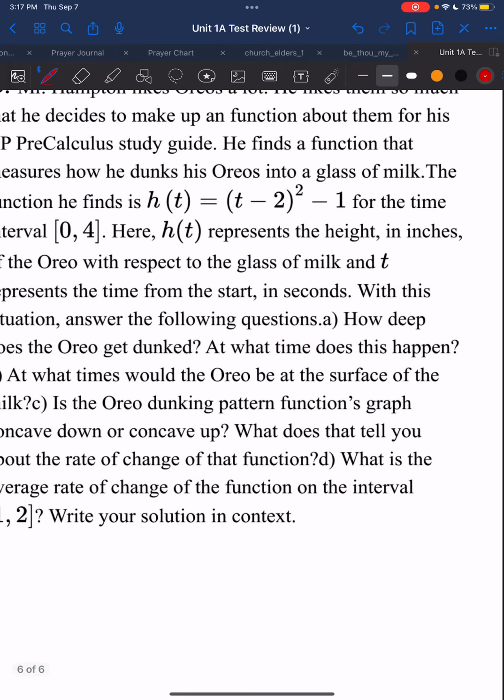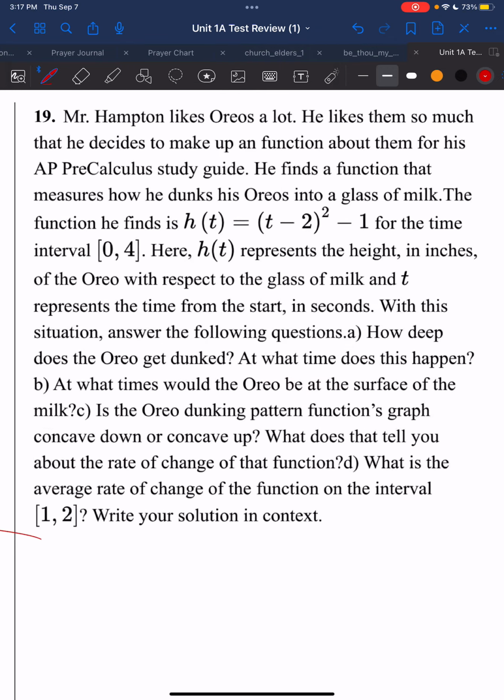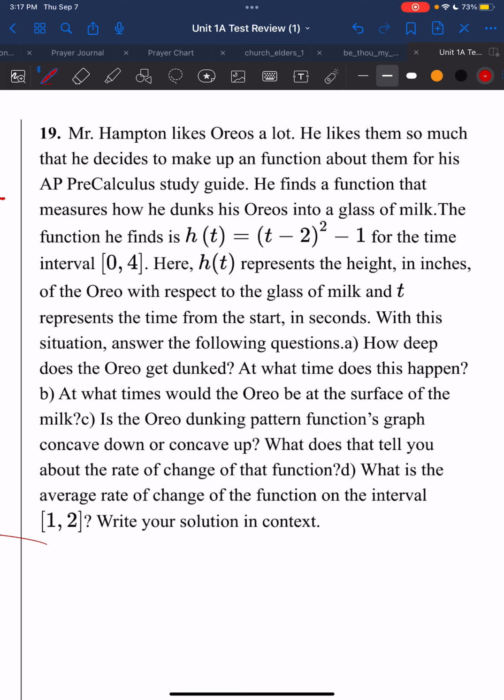Now, this is kind of ugly because Delta Math printed off weird, but let's walk through the problem. Mr. Hampton likes Oreos a lot. He likes them so much that he decides to make up a function about them for his AP Pre-Calculus study guide. Wow, look at me go. So he finds a function that measures how he dunks Oreos into a glass of milk. The function he finds is h of t.